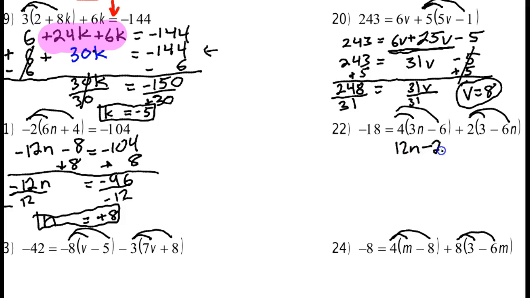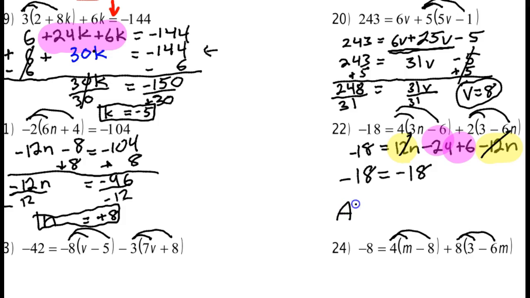12n minus 24 plus 6 minus 12n, right? Bring down the negative 18 equals. Variables cancel out. No variables in this answer. What does that mean? So what does this conclusion mean? Is it a no solution or all reals, and how can you tell?